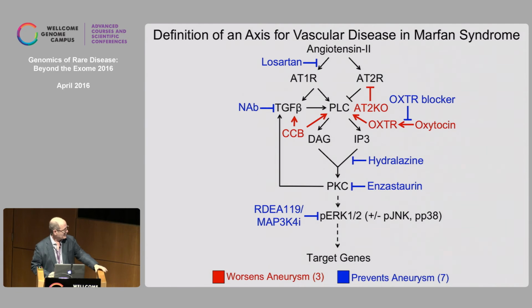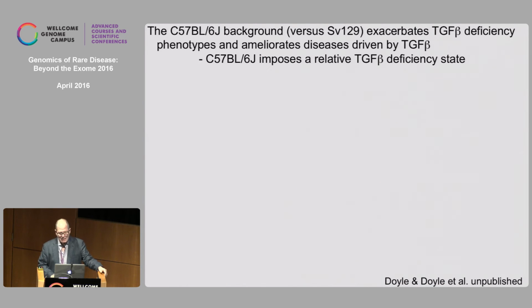So this fit in very nicely with our mechanistic cascade, showing that variation at this level has the ability to be protective. And we also turned to our mouse models to see if we could identify additional modifier genes and variants. We relied upon an observation in the literature that the C57 black 6 background, as opposed to 129, exacerbates TGF-beta deficiency phenotypes and ameliorates diseases driven by TGF-beta. So the conclusion from the literature is that the black 6 background imposes a relative TGF-beta deficiency state.